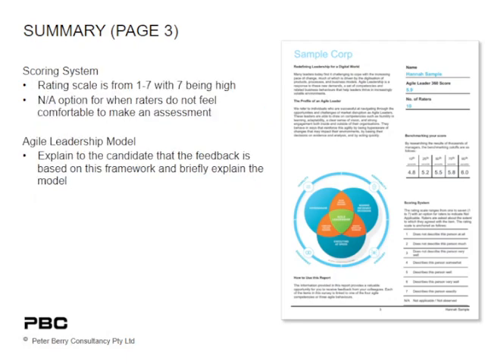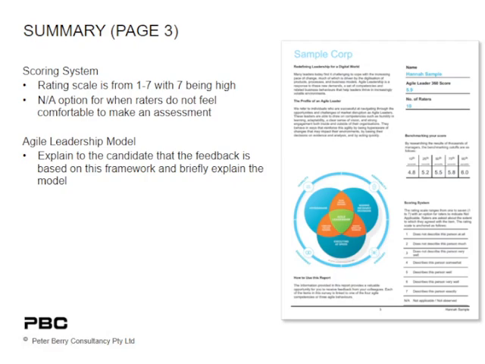The scoring system shows the anchors for each of the numbers on the 7-point rating scale, where 7 is the highest score. The option for raters to mark not applicable or not observed is also mentioned. The Agile Leadership Model appears for the first time in the report on the summary page. A brief explanation of the model is useful.